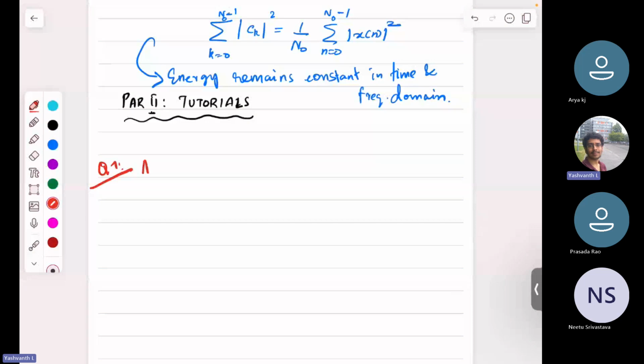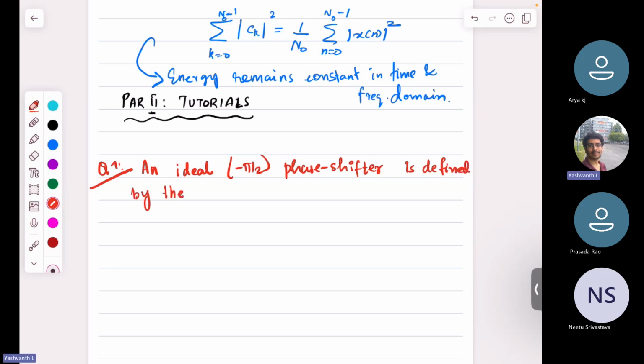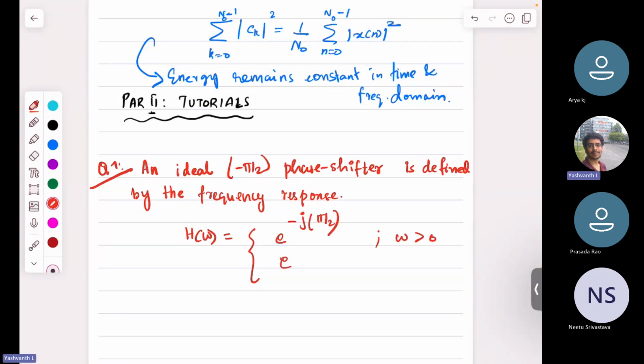So this is question 1. An ideal minus pi by 2 phase shifter is defined by the frequency response h of omega equal to e power minus j pi by 2 if omega is greater than 0, and e power j pi by 2 if omega is less than 0.